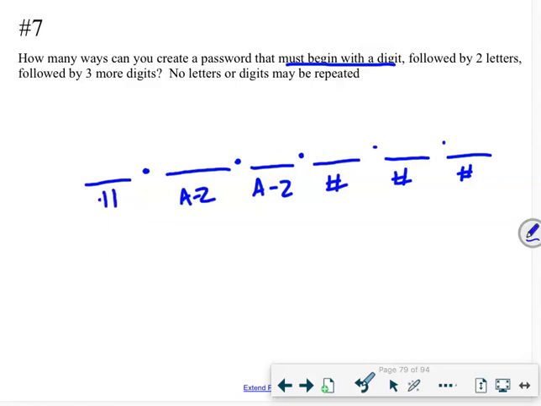So this is another fundamental counting principle. We're just multiplying all the ways we can do something. This one does tell us we cannot repeat. This one says no letters or digits may be repeated. So for the first digit, we can do any of 10 options. Okay, there's 10 digits. For the first letter, we have any of 26 options. But then our second letter, we only have 25 possibilities.